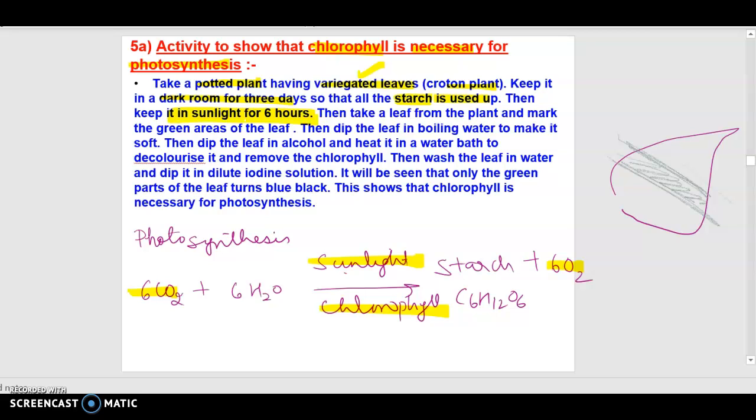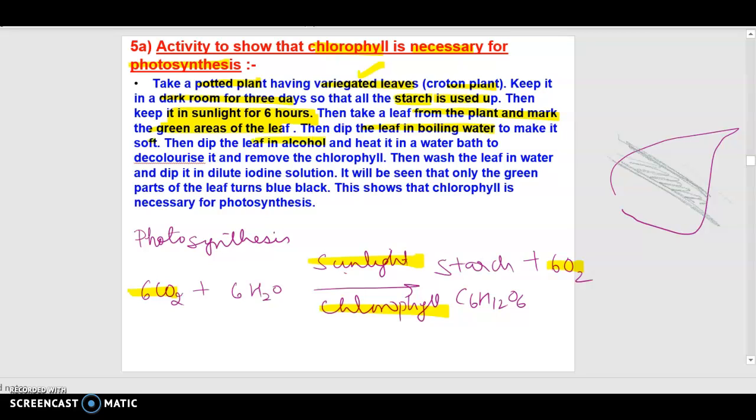Then take a leaf from the plant and mark green areas, because even after keeping this plant in a dark room and exposing it to sunlight, on those variegated leaves some regions will be green and some will be non-green. So now dip the leaf in boiling water. Why are we doing this? To make the leaf soft.